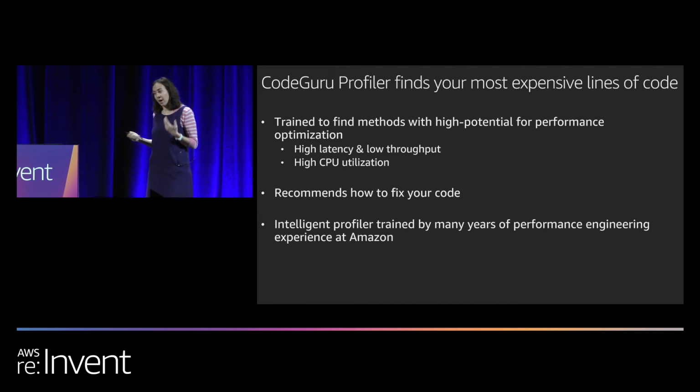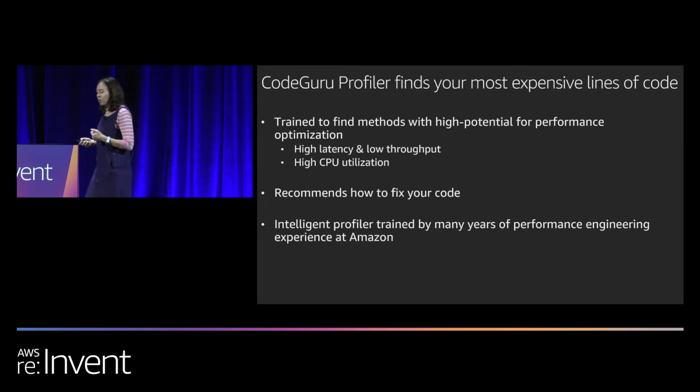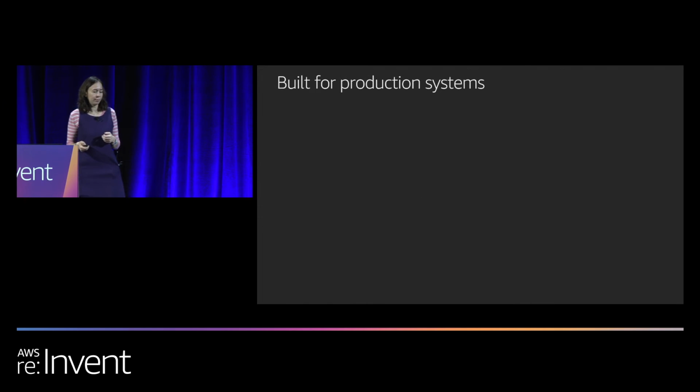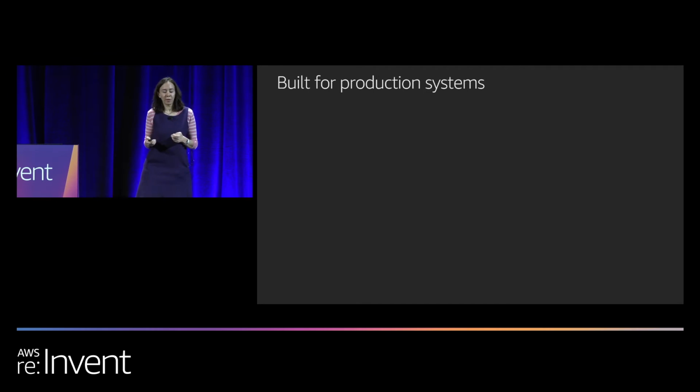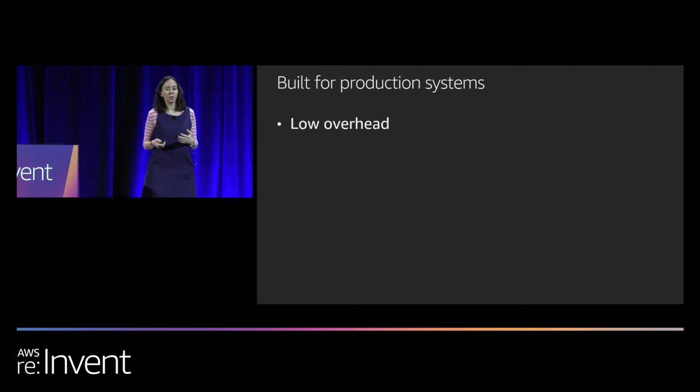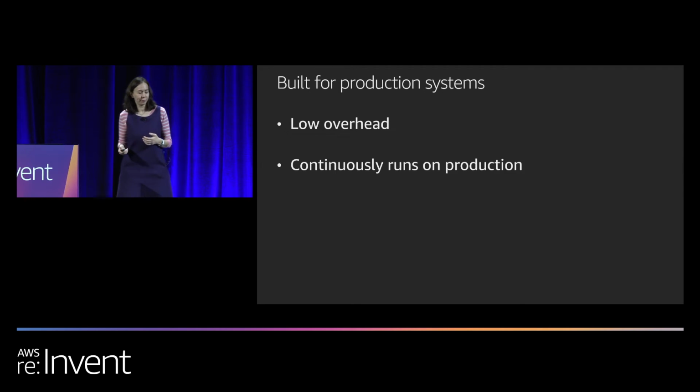It is an intelligent profiler which has been trained via many years of experience with performance engineering and hard-learned lessons at Amazon. Unlike many other profilers, CodeGuru Profiler is built to run on production without impacting your performance. So it has low overhead, around 1%, and you will barely notice it running.